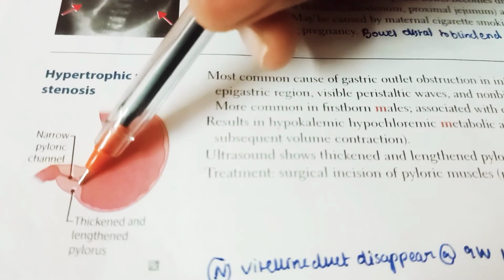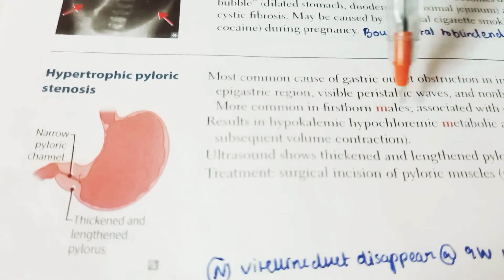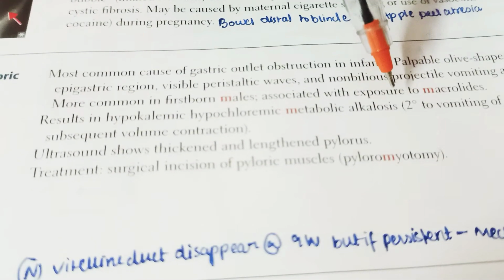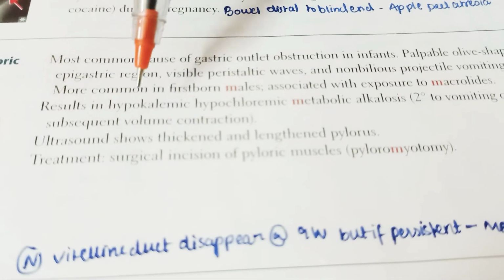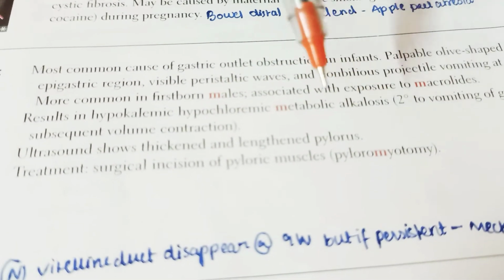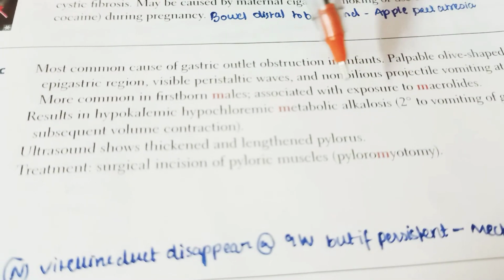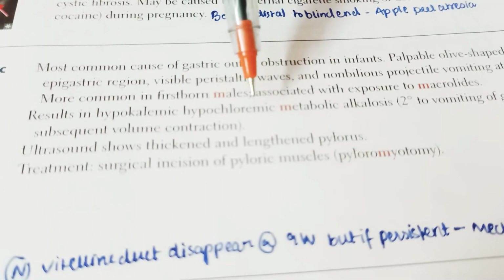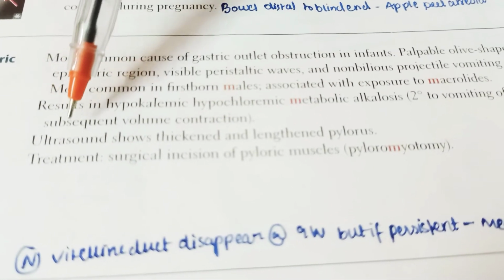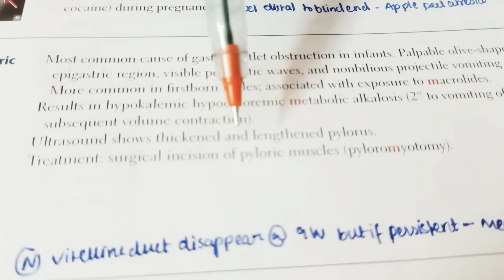This is most common in male children, first born males, and is also associated with exposure to macrolide drugs. This will result in hypokalemic, hypochloremic metabolic alkalosis, especially after vomiting, because you lose potassium and chloride. Next, ultrasound shows a thickened and lengthened pylorus.